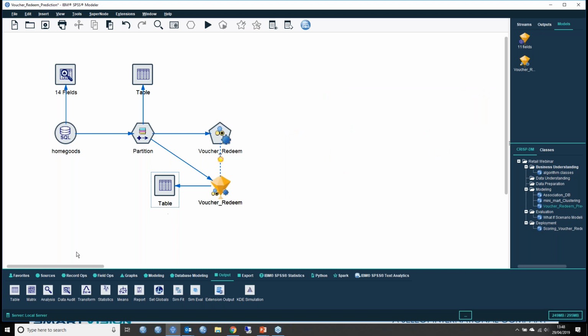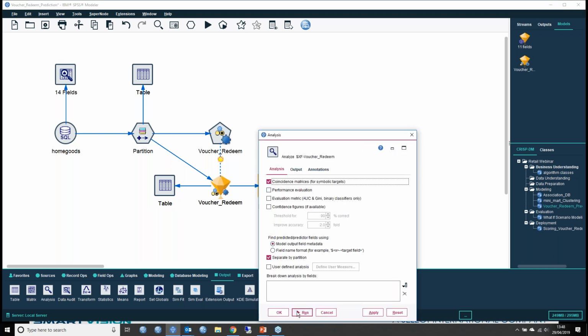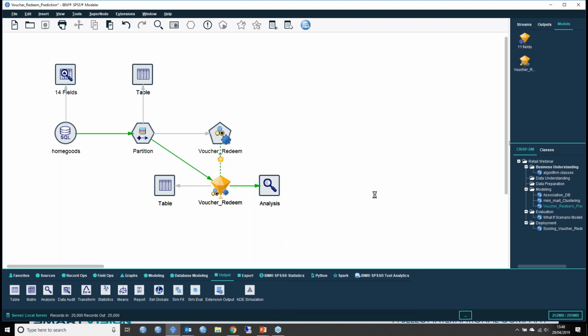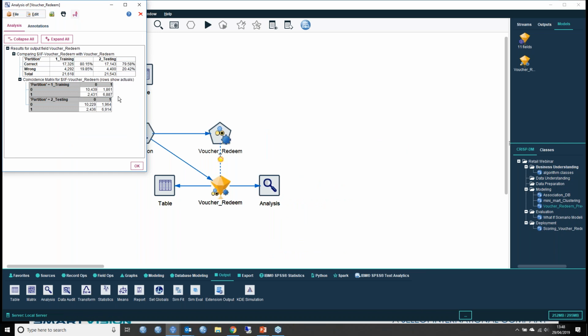We can assess the accuracy of the model using something like an analysis node here, and it will tell me how accurate these models are. So if I run that, it just gives me a little piece of output saying that on the testing group, it's about 79.58% accurate, so just about 80% accurate. And then it gives me a little report telling me how many times it correctly predicted the zeros in the test group and how many times it correctly predicted the ones in the test group.